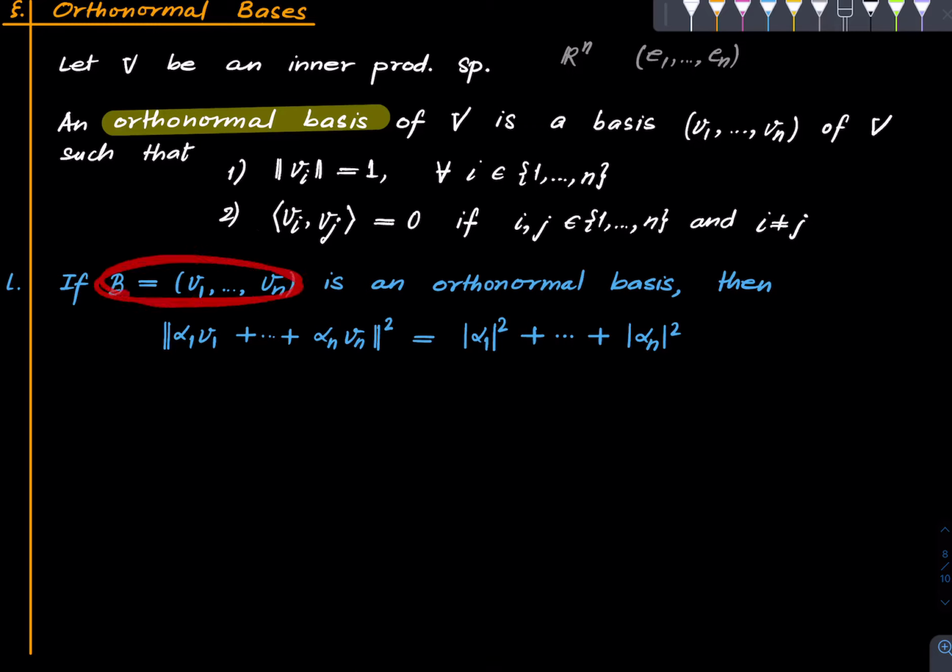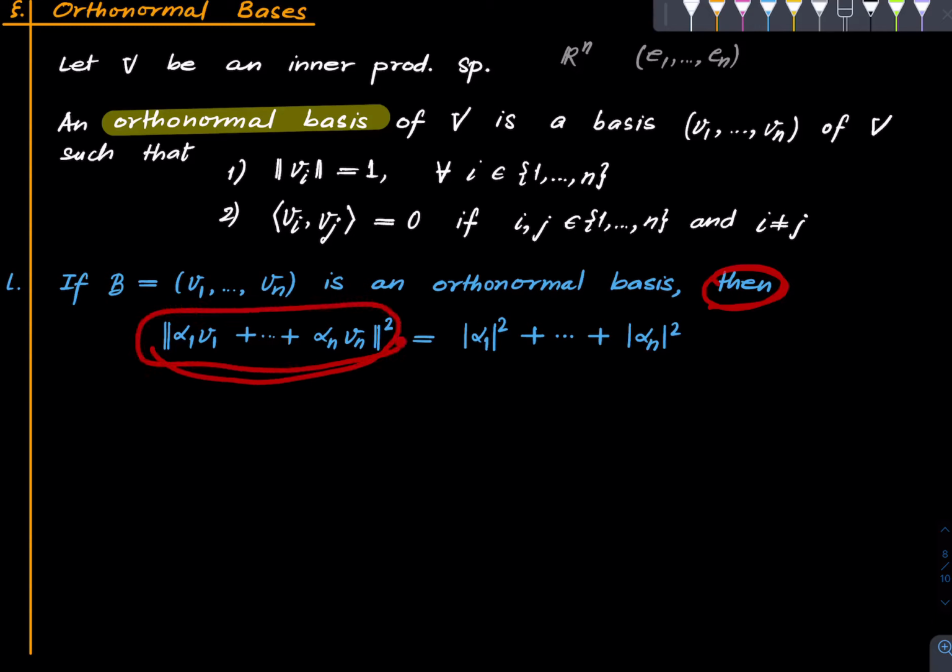If this is an orthonormal basis of an inner product space V, then the norm of this linear combination squared is this. And this you can think of as Pythagoras' theorem, or a version of it. Maybe not a generalization, but a version. So how do we prove this? The proof is very simple.